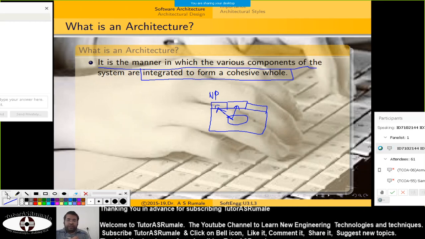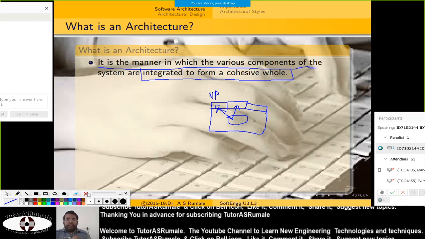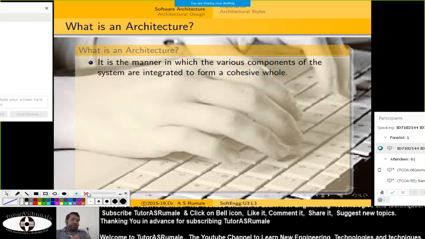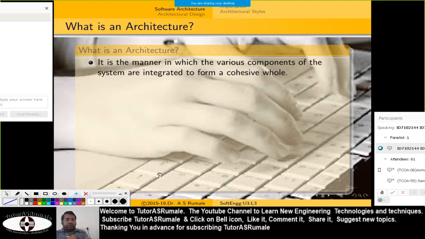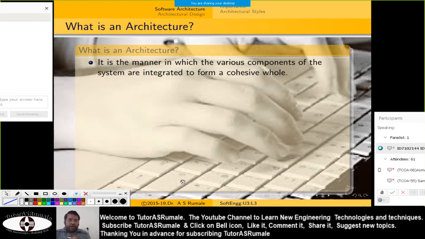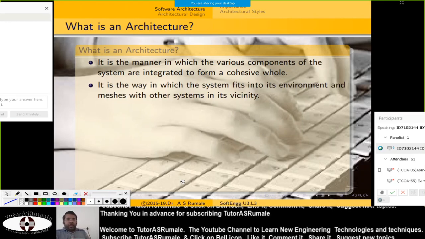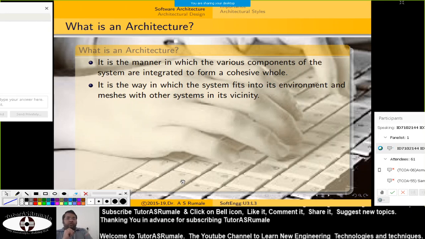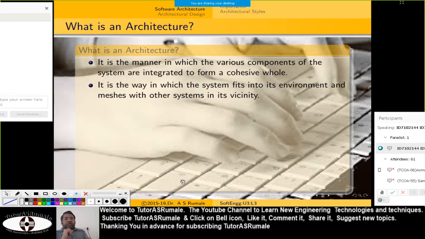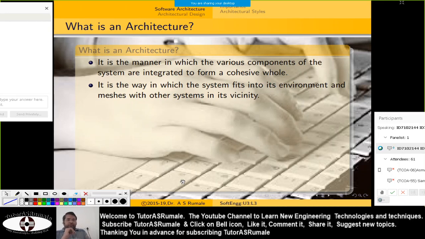call an architecture. So if there is cohesion in the integration of the different modules, we can say it is an architecture. The second point is that I say it is a way in which the system fits into its environment and meshes with the other systems in its vicinity. That is the nearest system.